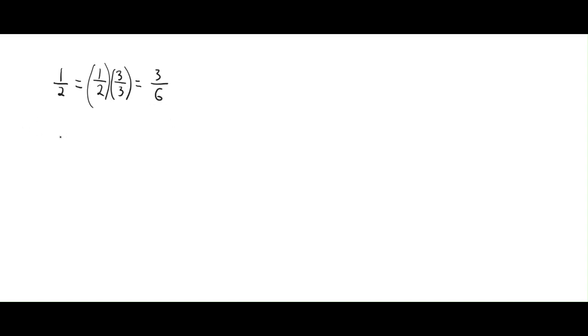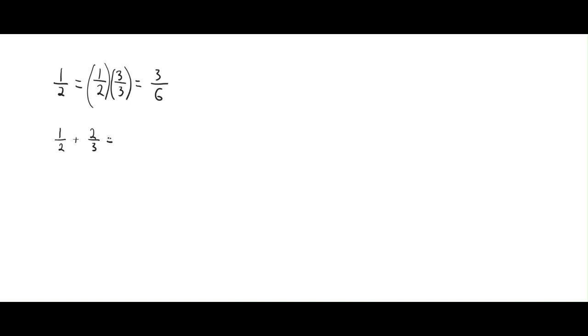So let's consider an example like 1/2 plus 2/3. Now, when you want to add fractions, the tricky part is you need the same number on the bottom, or in other words, the denominators have to be the same. We can use this trick I did above to make those denominators the same.